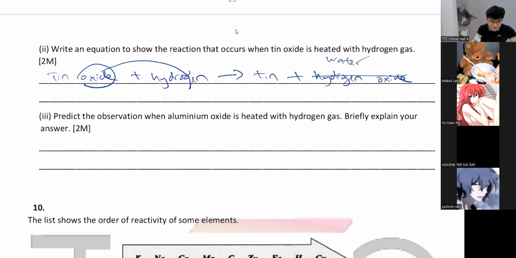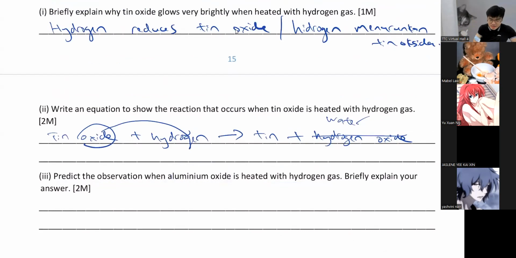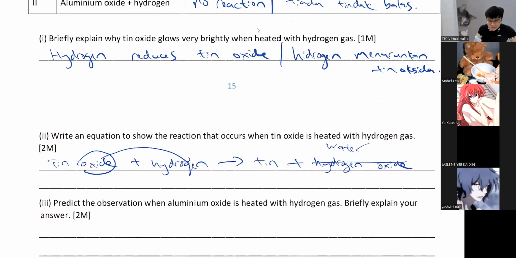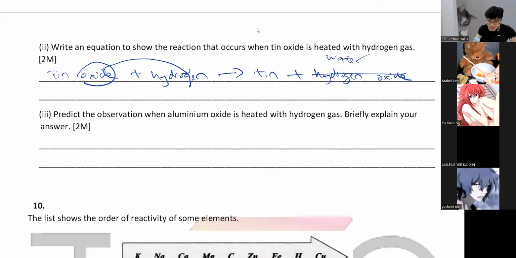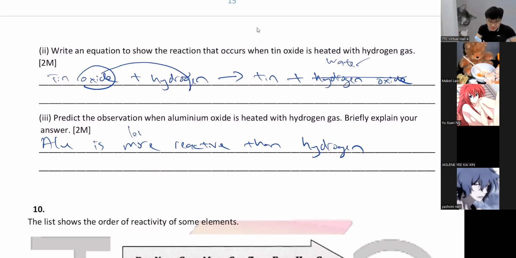Okay, simple. So next, number 3. Predict the observation when aluminum oxide is heated with hydrogen gas. We have done it here already. There's no reaction. So explain your answer. Why is it no reaction? Because aluminum is more reactive than hydrogen. Like I said, reactive means more leng zai lah. Aluminum is more leng zai than hydrogen. Lebih reactive.